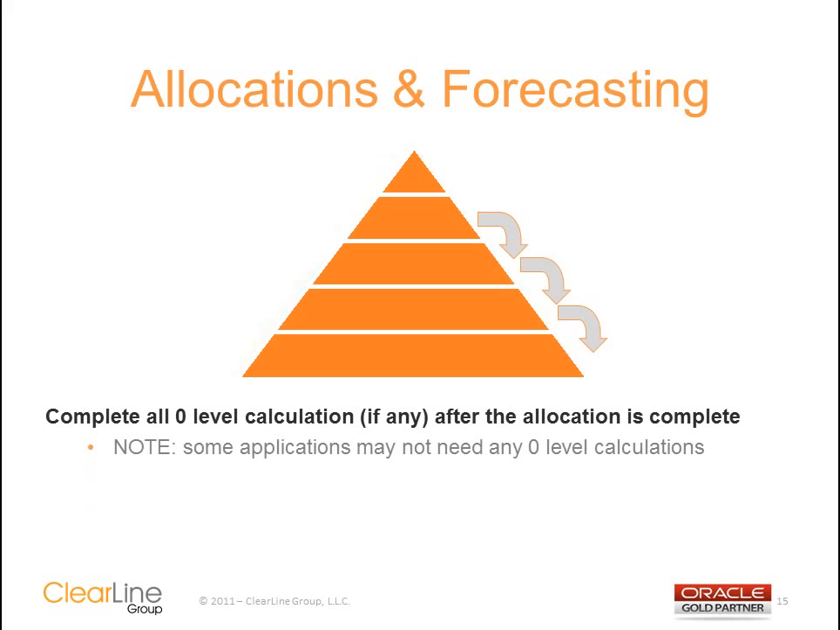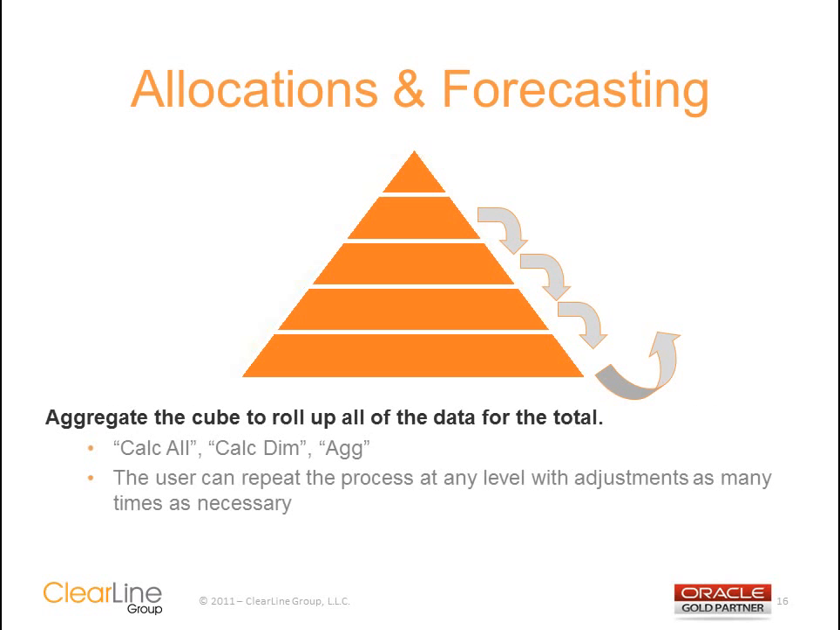Some applications need to have zero-level calculations after the allocation. This is especially true if you have some type of unit conversion where the rates only make sense at the lowest level of detail. The last step is to complete an aggregation on your forecast to roll up all your numbers to create your grand totals.